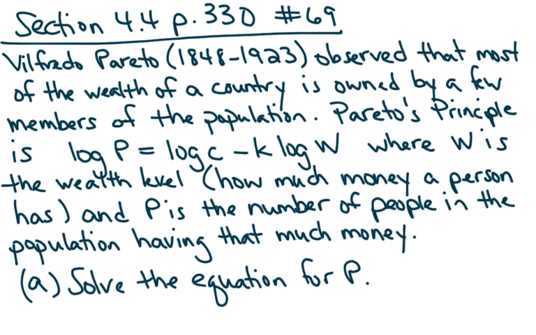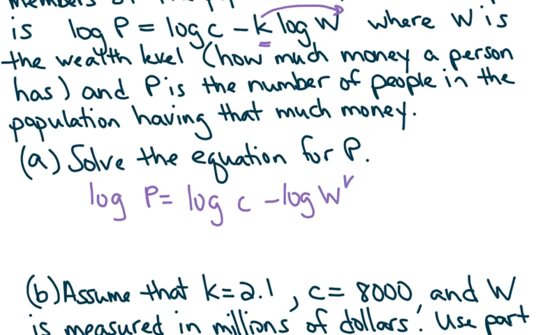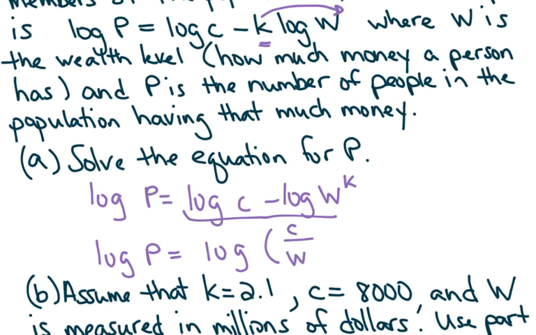The first thing we're going to do is solve Pareto's principle for P using our laws of logarithms. One of our laws says that a number in front of a log can be written as the exponent, so I'm going to do that first. And then we have a property about subtracting logs. If you are subtracting two logs, you rewrite it as a division problem in this order, C over W raised to the K.